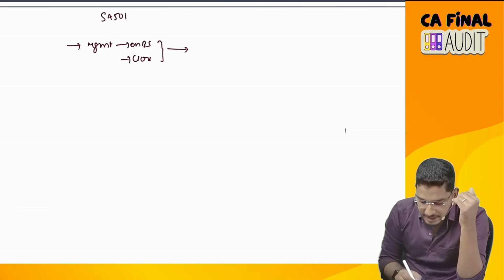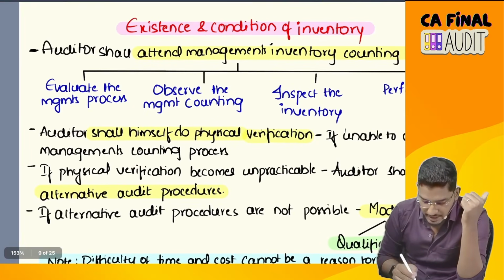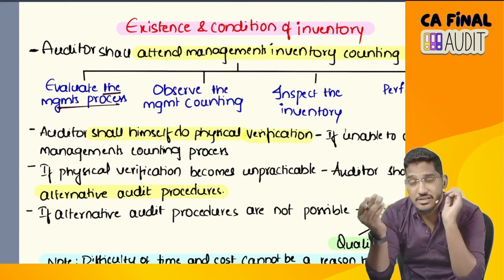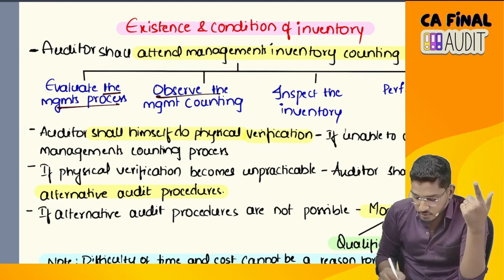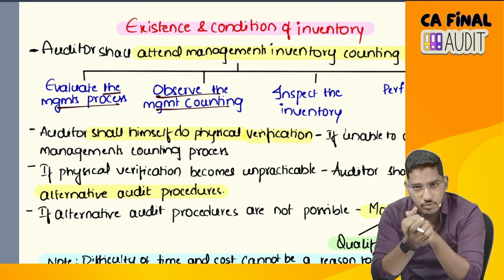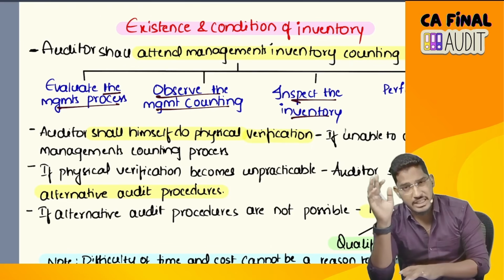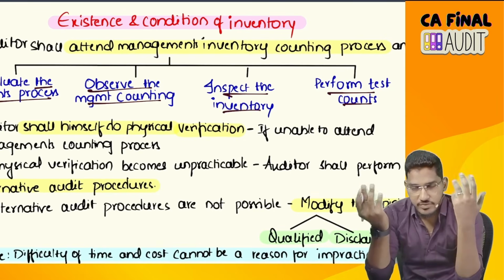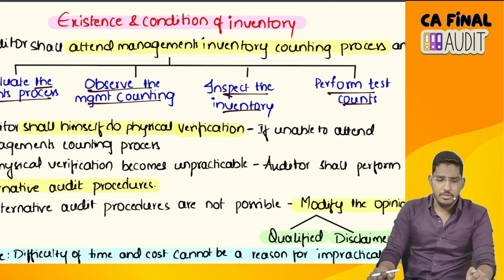Sir, by attending there, what am I supposed to do? After you have attended that inventory counting process, you should evaluate the management's process, that means you try to understand what process management is following for that inventory verification. Number 2, sit there and observe how the management is doing the counting. And inspect the inventory: randomly check the quality of the inventory. You should also perform test counts. If you are feeling bored sitting idle for a long period of time, what else you can do is go and perform the test counts.